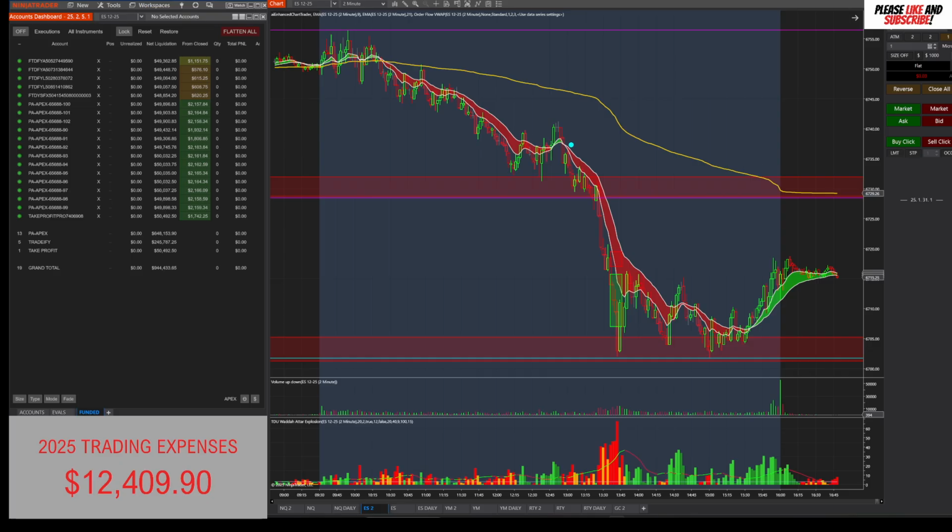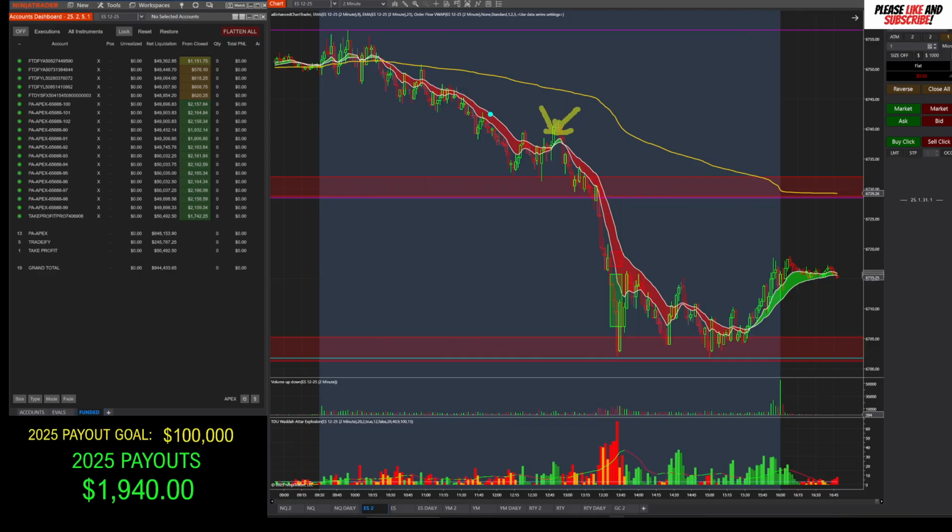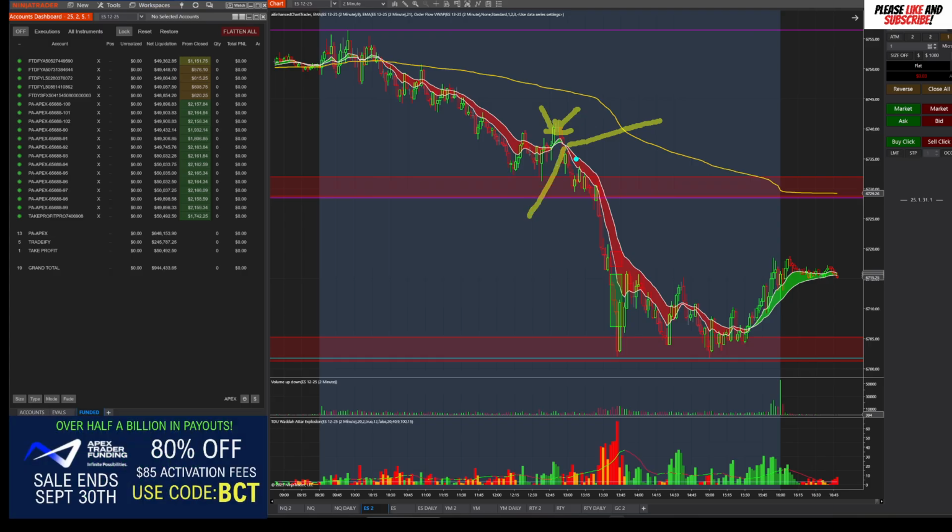We have a cross of this 9 and 21 EMA. So we had a little bit of green, you can see this little green right here. We were red in the channel, downtrend. We flipped to green momentarily and then back to red. Right here, we have the EMA cross. You can see that cross occurring. So here we have a fake or a false breakout. And now we have a continuation trend.